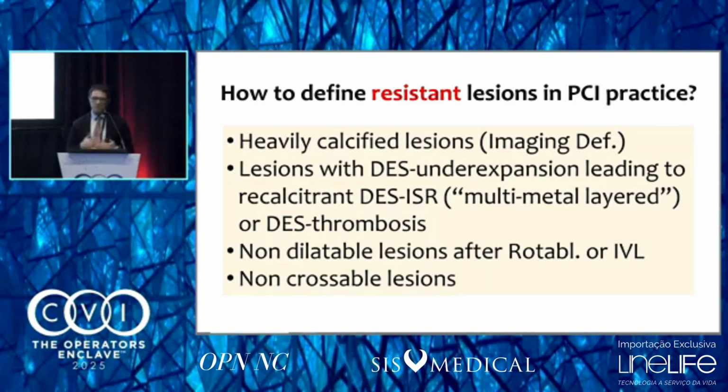Imagine define it with IVUS or OCT, or even in coronary CT. But we have a problem nowadays, with many different situations with the stent. We have a lot of stents underdeployed, underexpanded, with stent thrombosis, recalcitrant in-stent restenosis. The stent is an issue nowadays, and undilatable lesions, even after rotablation and IVL, a resistant lesion or a lesion that is not crossable.